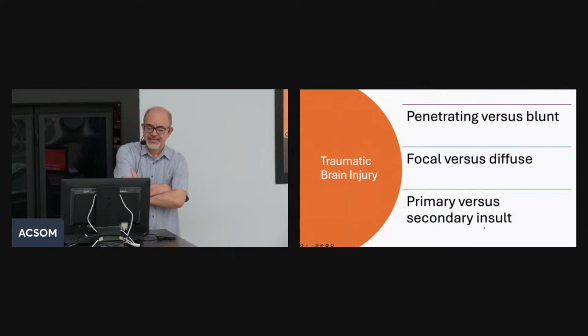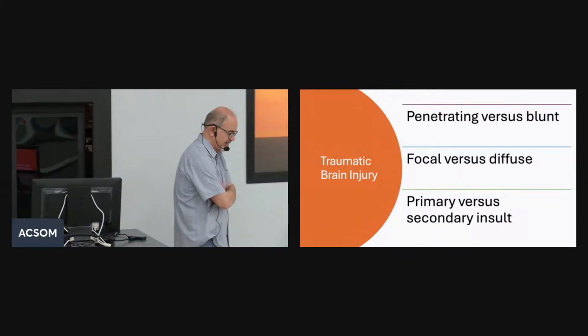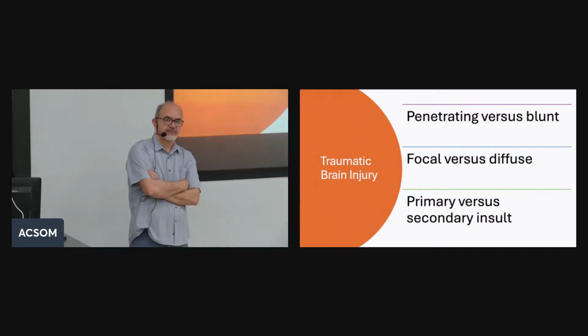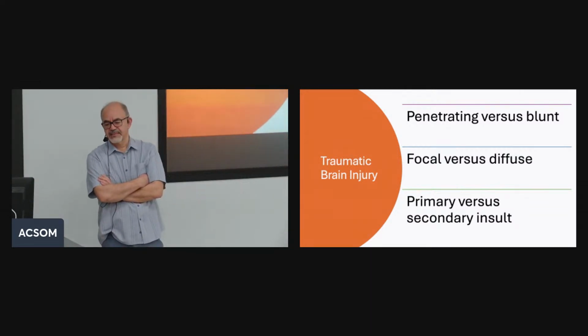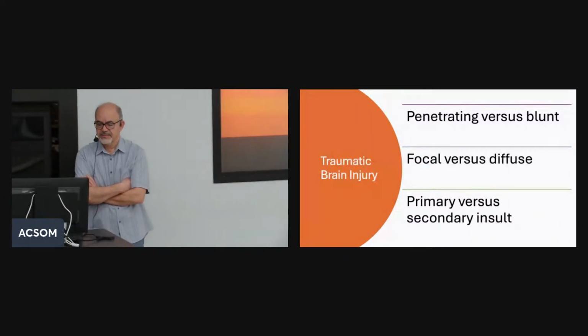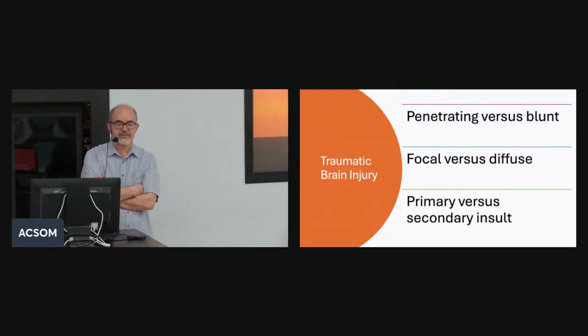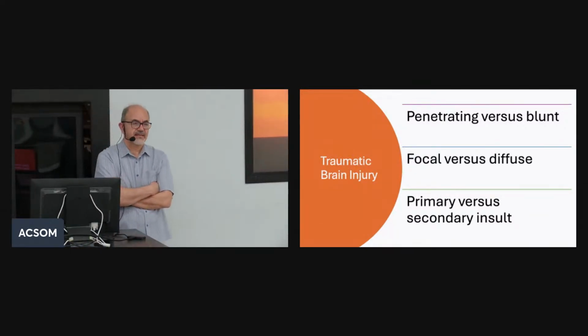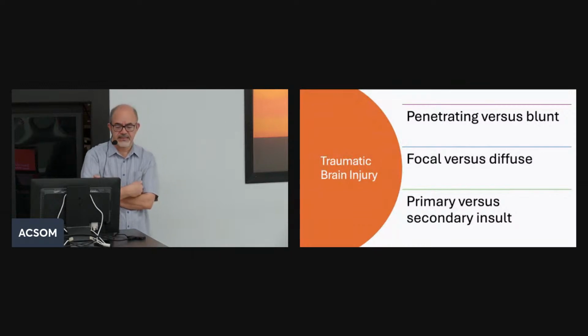There are different types of mechanism for traumatic brain injury. One type is penetrating versus blunt. Again, it's self-explanatory. You can also divide the TBI into focal versus diffuse traumatic brain injury, and then we'll talk about primary versus secondary injury to the brain.